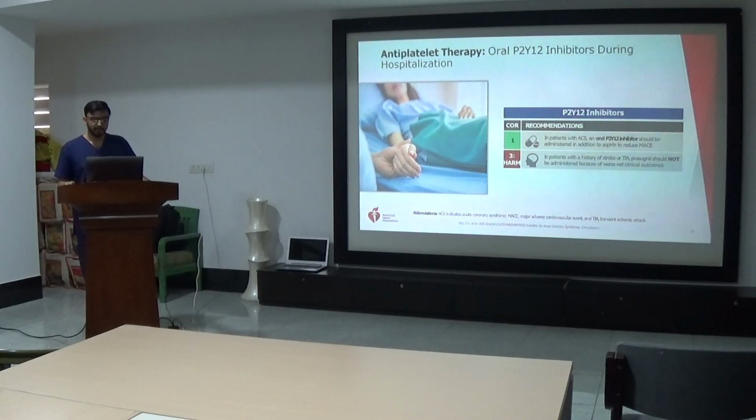P2Y12 inhibitor: in patients with ACS, an oral P2Y12 inhibitor should be administered in addition to aspirin to reduce major adverse cardiovascular events. So make sure that the patient doesn't have any past history of TIA or stroke, as that is a contraindication to prasugrel and will worsen outcomes. Age is one of the risk factors, along with weight and previous history of bleeding, cerebral bleeding.